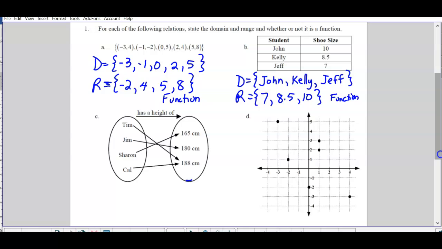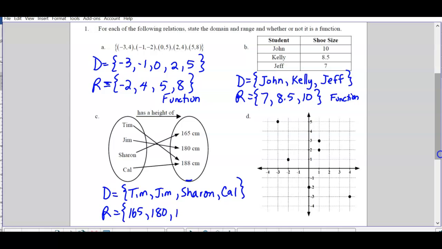Okay, next one here. All right, so our domain is really everything that's in the ovals. So Tim, Jim, Sharon, and Hal, and then the range, everything that's in the oval. And then from there, there are no arrows that start twice at a name. There's just one arrow from each name, so that's a function.